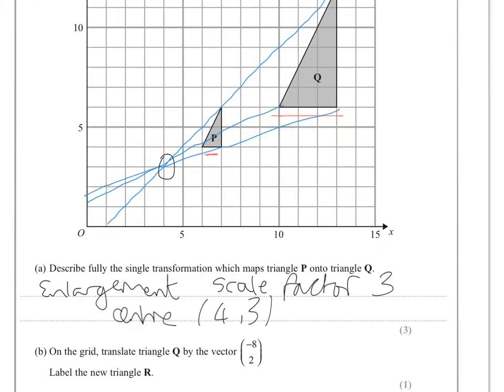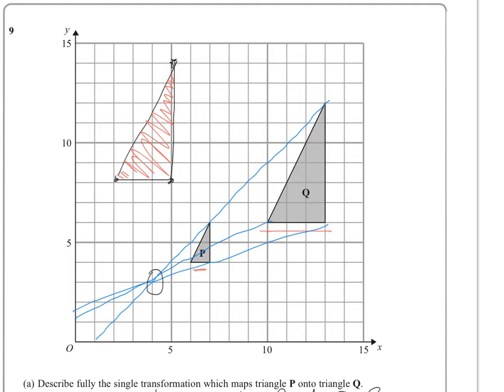Translate triangle Q by the vector minus 8, 2. Top number tells us our movement left or right, negative left, so we're going 8 left. Bottom number, positive up, negative down, so 2 up. So we need to move every point on triangle Q 8 left and 2 up. You can then label this new triangle as triangle R. Obviously use a ruler when you do this.